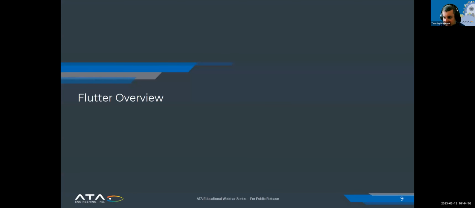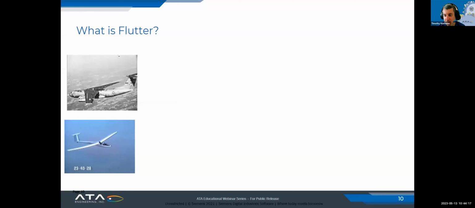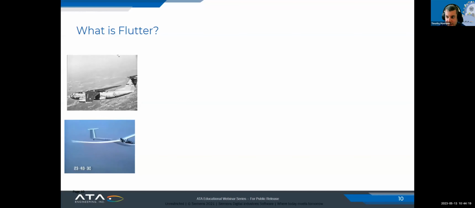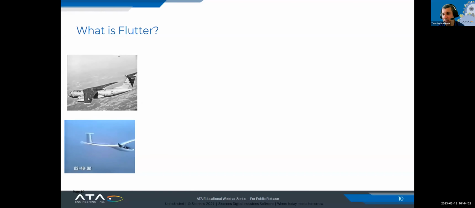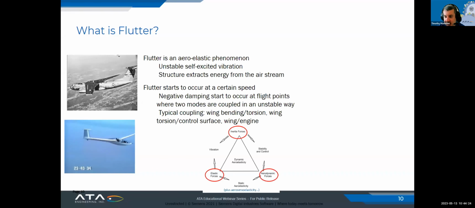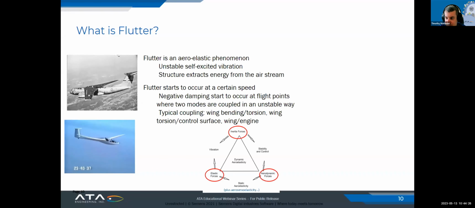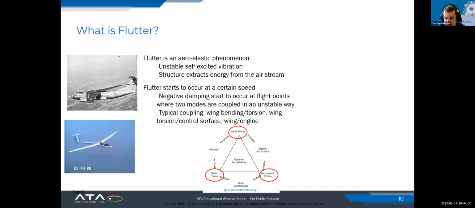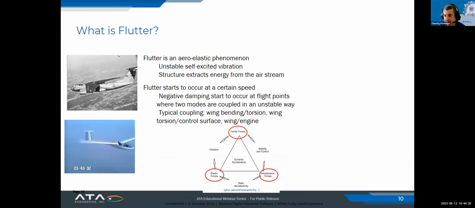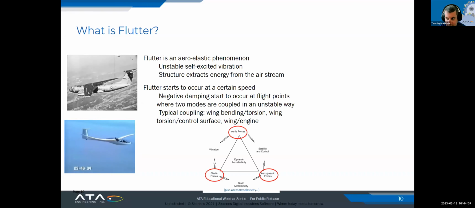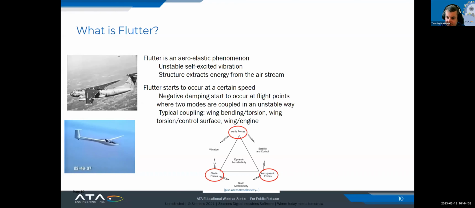As I mentioned, let's take a couple of minutes to go over flutter. I'm going to try and stay high level. So what is flutter? What do we mean when we talk about flutter? We're talking about an aeroelastic phenomenon that causes a structure to be self-excited and extract energy from the airstream during flight. This is caused by a complex interaction between three different sets of forces: inertia forces, aerodynamic forces, and elastic forces.